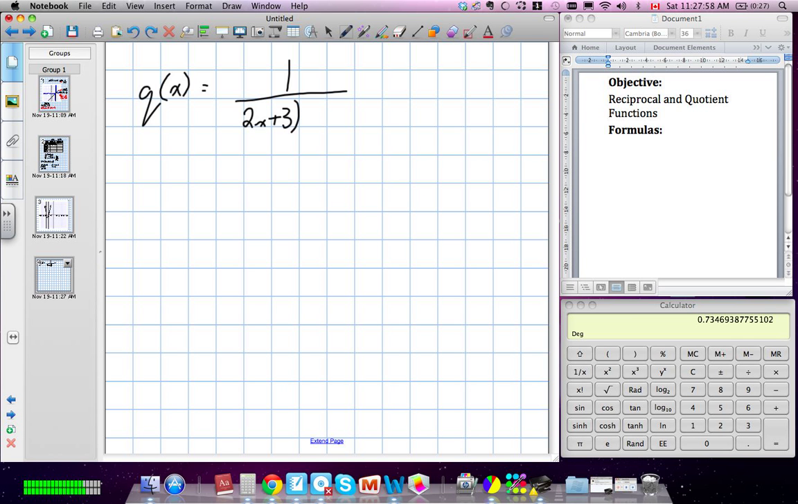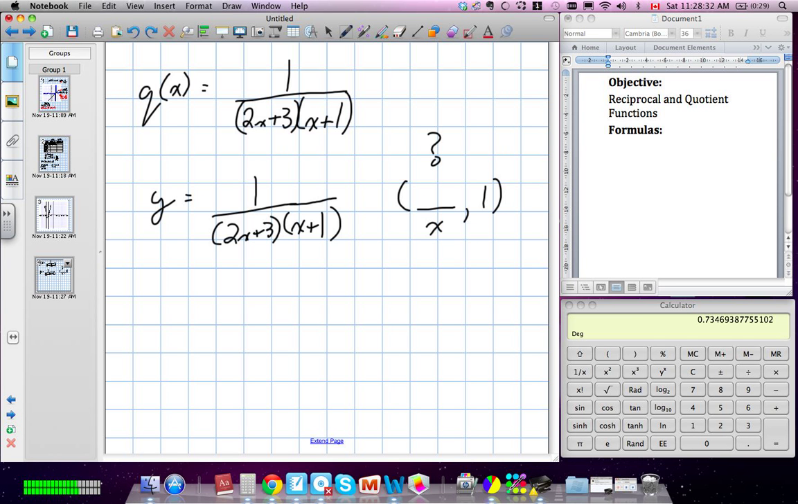We already knew this for our other function, but for this one, we need to figure out when our y, let's say, is positive 1. So in other words, we can replace Q of x with y. So y is equal to 1 over the exact same function. And we're going to solve for the x values of that function. So in other words, we're looking for the values of x when y is 1. So we substitute this value in for y, and we get 1 over 2x plus 3, x plus 1.